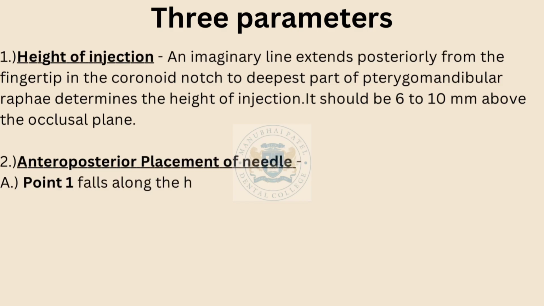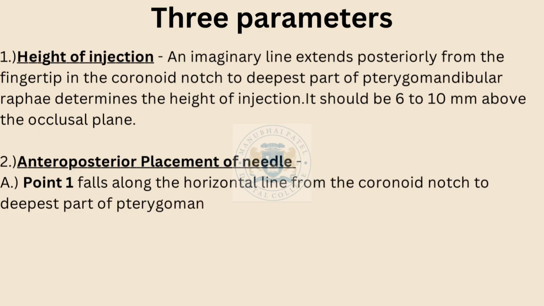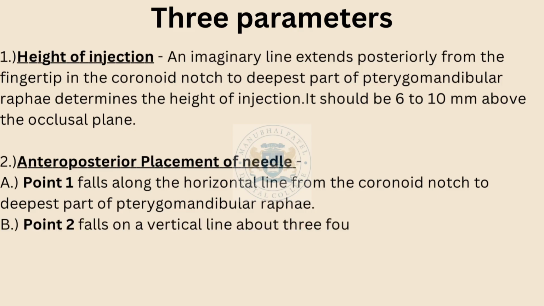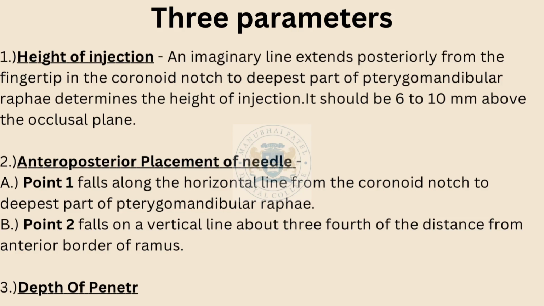Number 2, anteroposterior placement of needle. A. Point 1 falls along the horizontal line from the coronoid notch to the deepest part of the pterygomandibular raphe. B. Point 2 falls on a vertical line about 3/4 of the distance from the anterior border of the ramus.